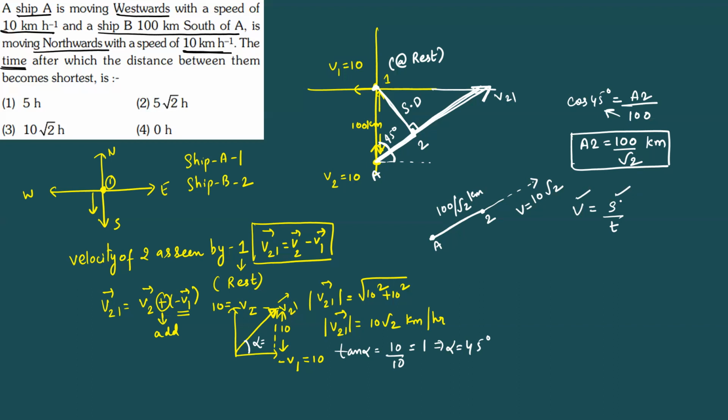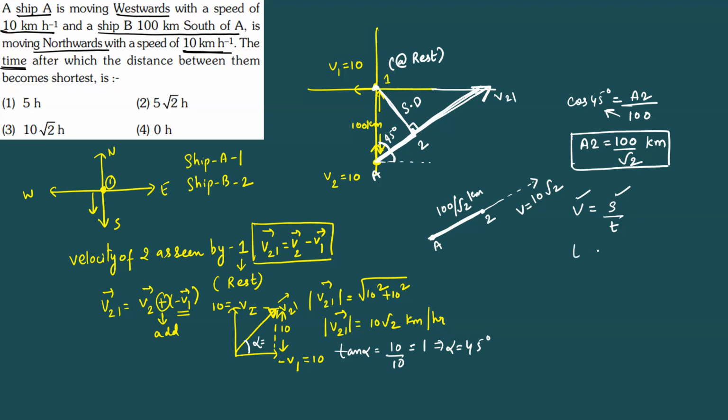That's why I found velocity in the direction of the shortest distance, isn't it? That is the V21 I found. And in that direction, I'm finding the distance 100 by root 2 kilometer. Why did I find that component A2? That is because if I'm using the equation velocity equal to displacement by time, then velocity and displacement should be in the same direction. That's why I found out that distance A2.